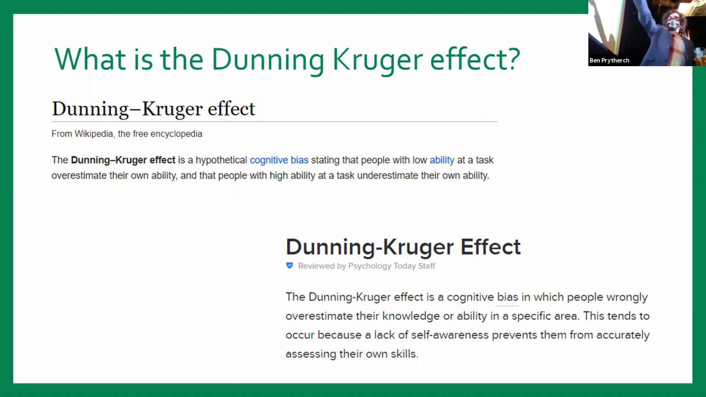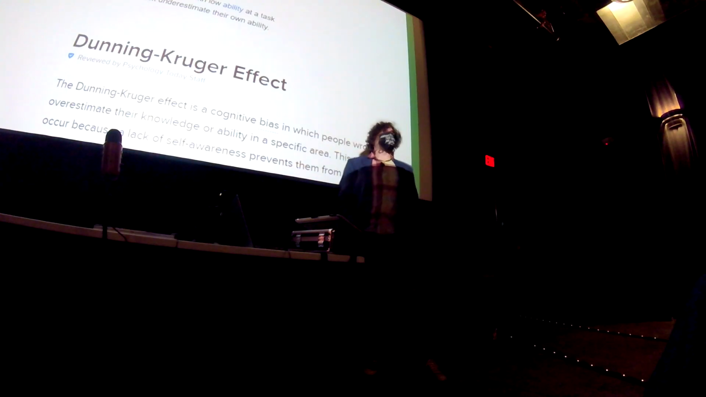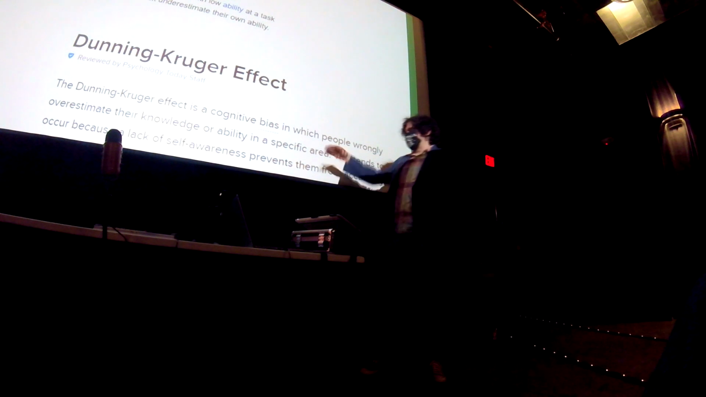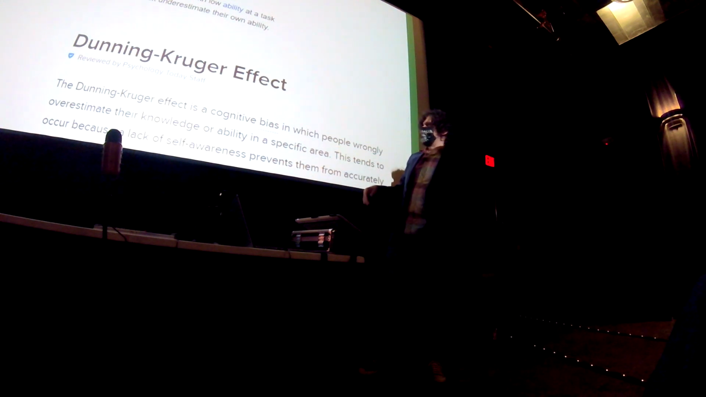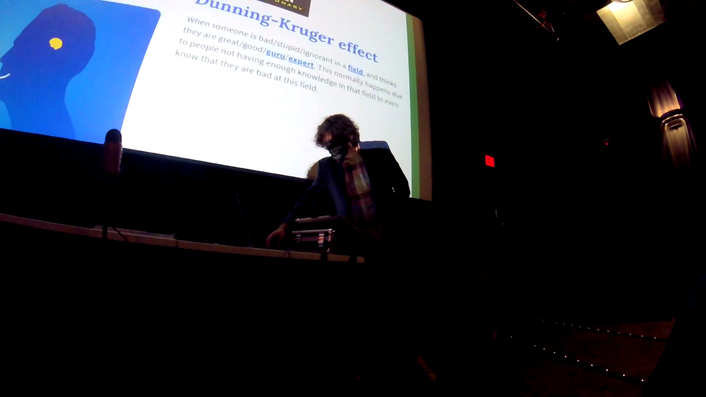Let's see, Psychology Today. This is like a psychological phenomenon. The Dunning-Kruger effect is a cognitive bias in which people wrongly overestimate their knowledge or ability in a specific area. This tends to occur because a lack of self-awareness prevents them from accurately assessing their own skills. So Psychology Today has an explanation of why this happens as well. I apologize, the bottom of this is getting cut off on the screen, but I will read things to you as we go.